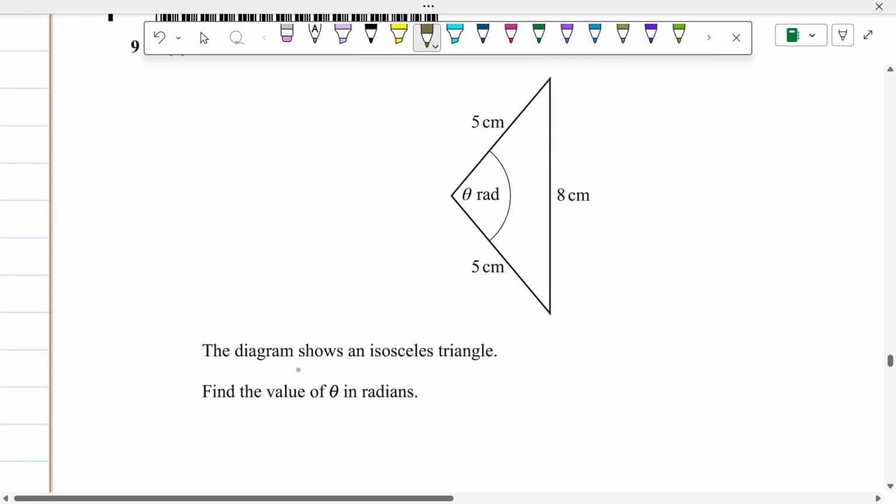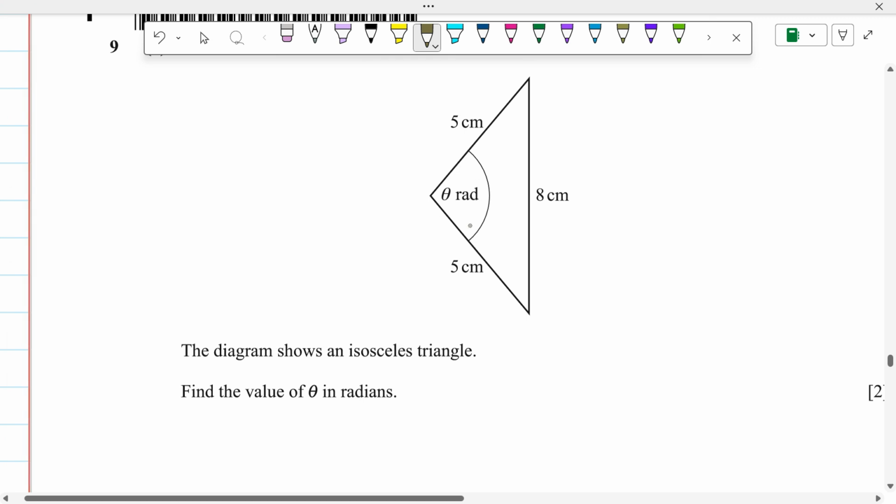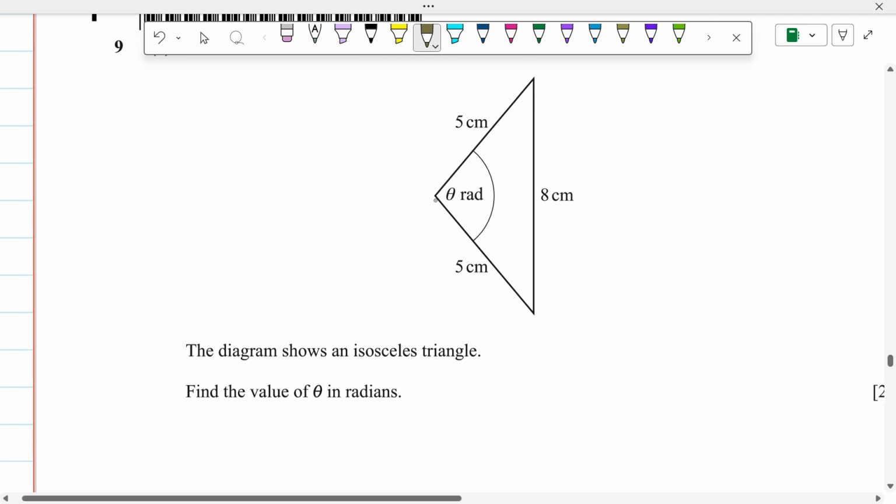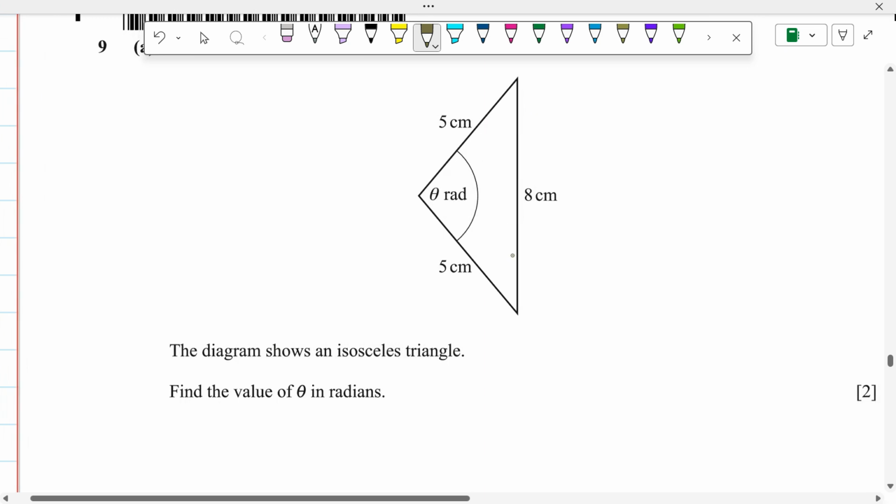Question number 9. A diagram shows an isosceles triangle. Find the value of theta in radians. So we need to find the radian, this one. We are given the two equal sides, which are 5 centimeters, and the other side is 8 centimeters.